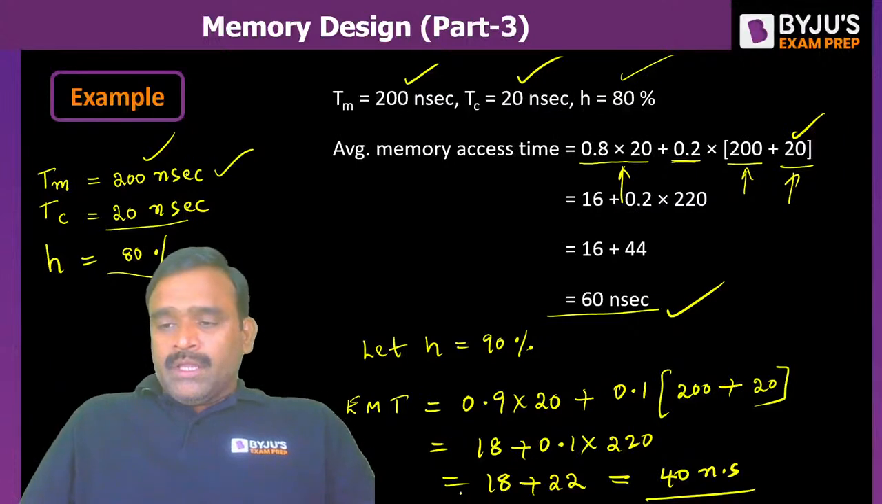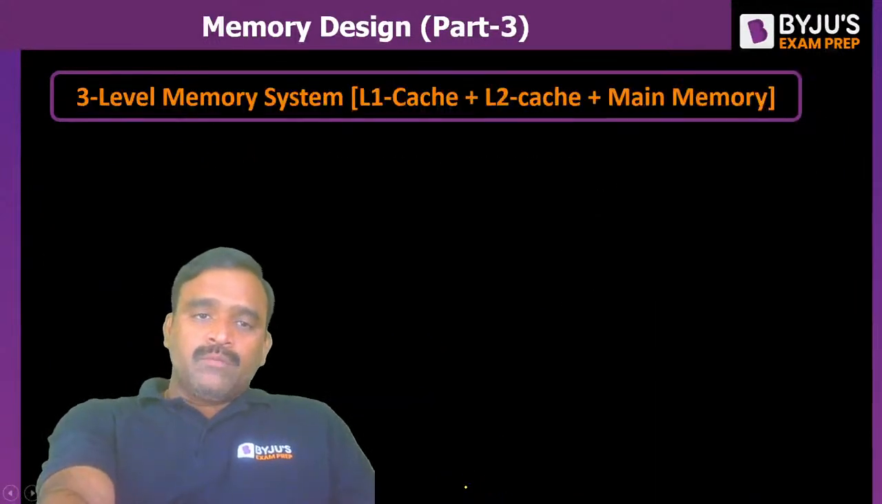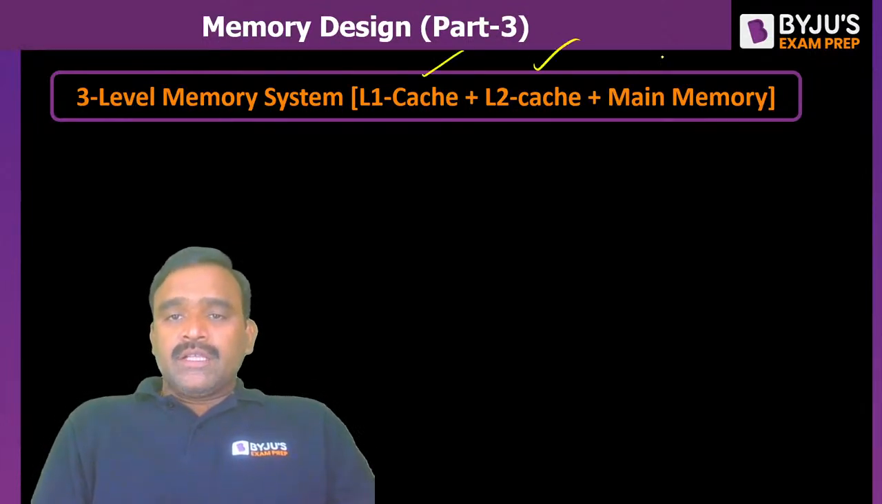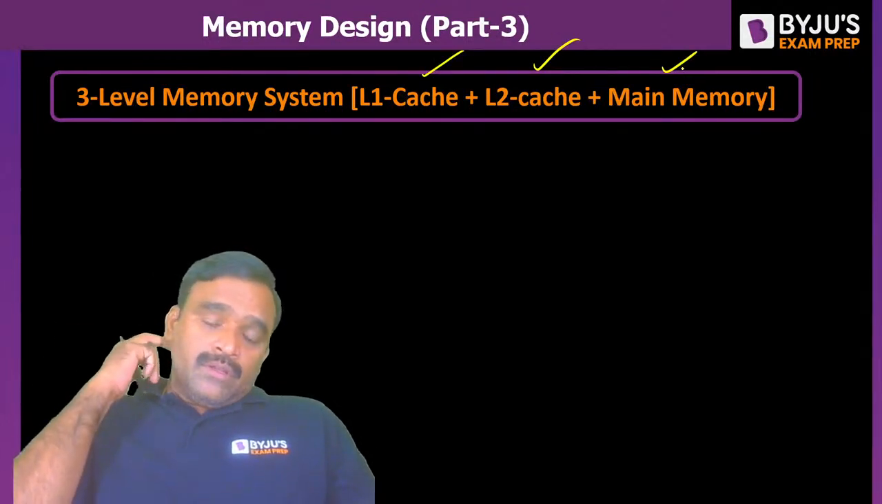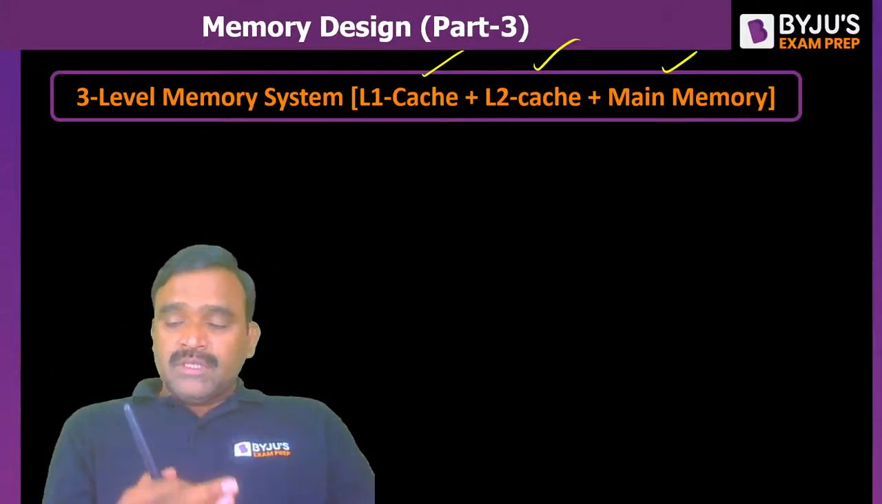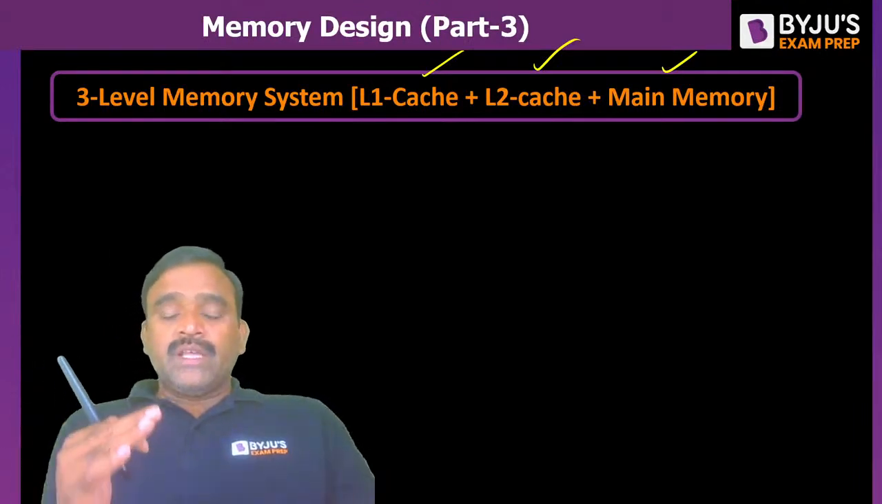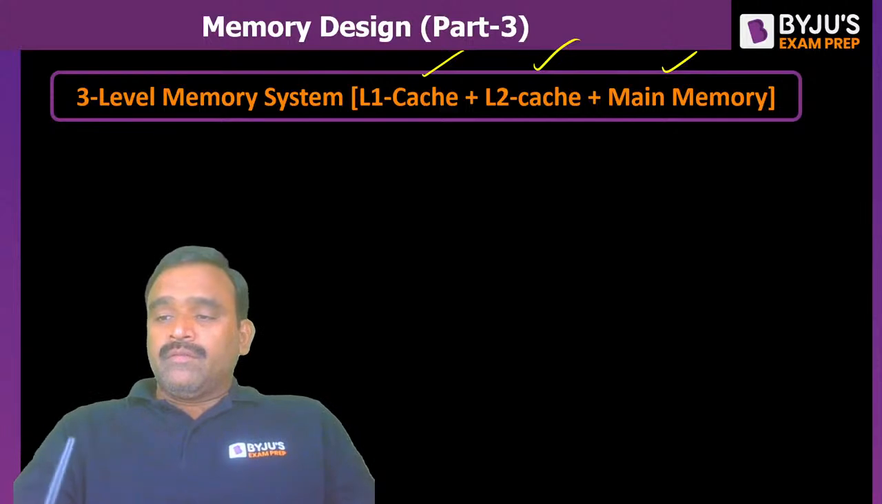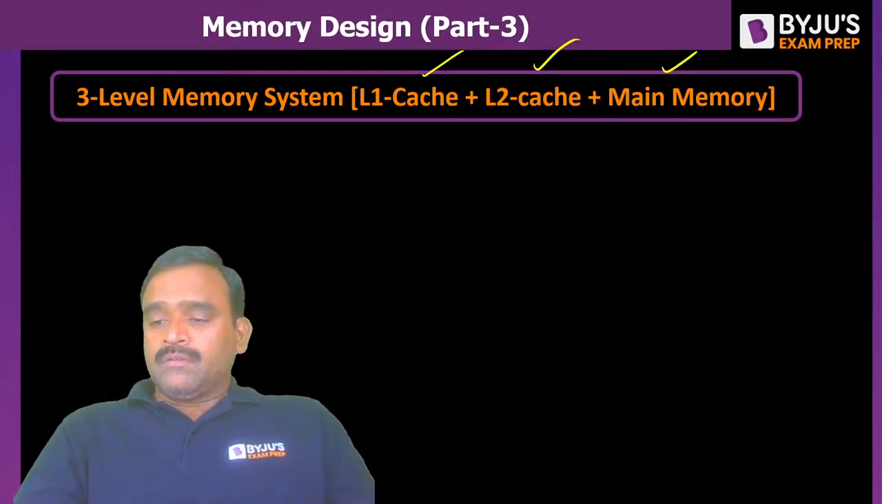Okay. And one more example. If you take a 3-level memory system, for example, L1 cache is there, L2 cache is there, main memory is there. So first we refer to L1 cache. If there is a miss in the L1 cache, we go for L2 cache. If there is a miss in the L2 cache, we go for main memory. Like that we mentioned. Any doubt? Any concern? Please let me know.